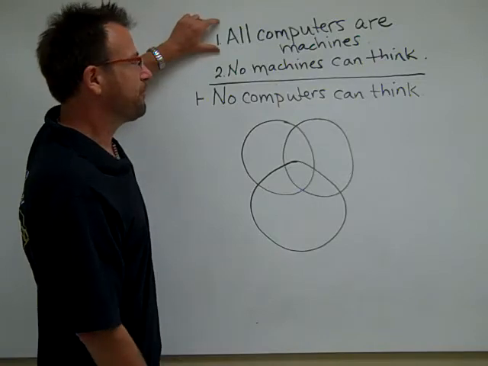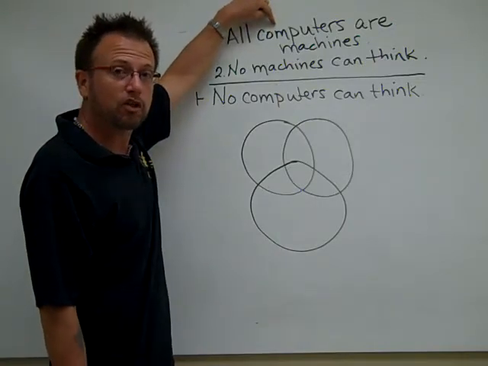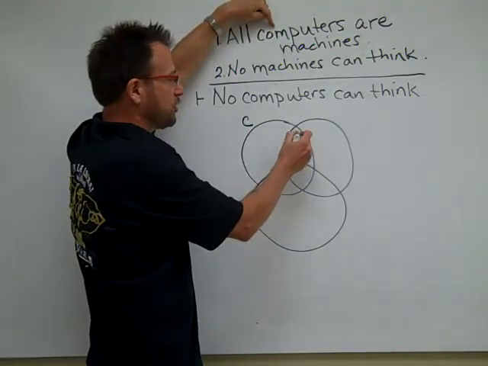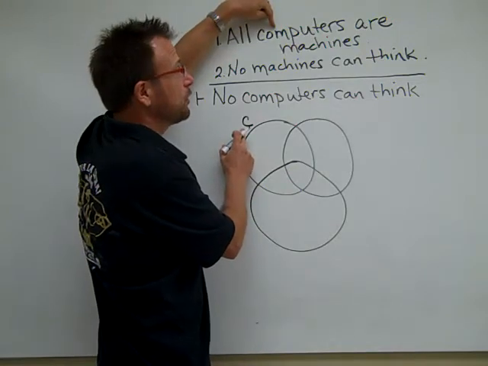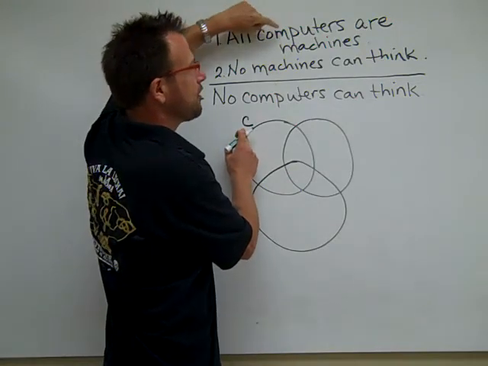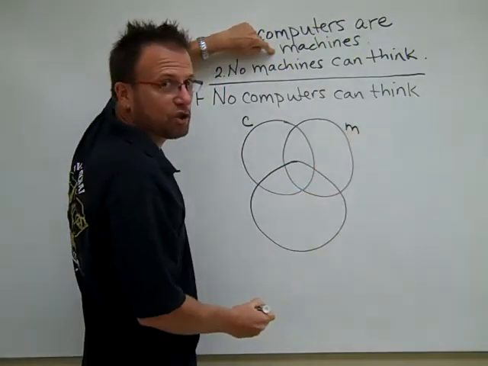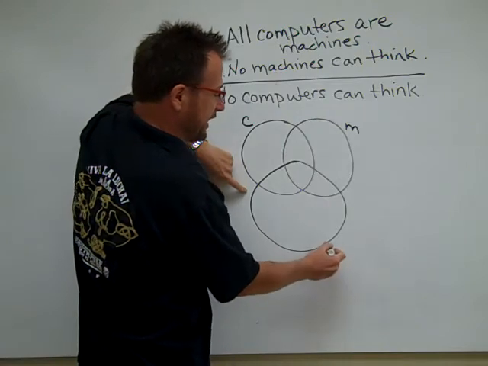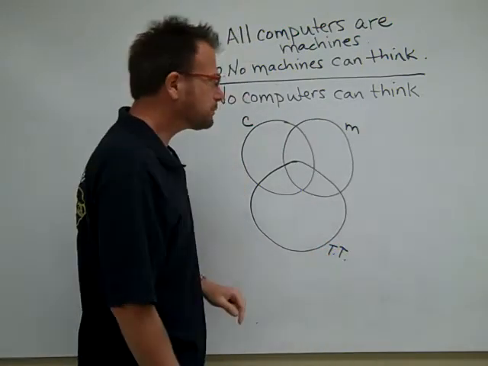Then I'm going to start with my first premise, and the first category of things that I'm going to chart will be computers. So I'm going to label this circle, the first circle, the set of things that are computers. The first premise is all computers are machines, so our second category will be things that are machines. And the third circle down at the bottom will be thinking things, or things that can think. So I'll put TT for short.